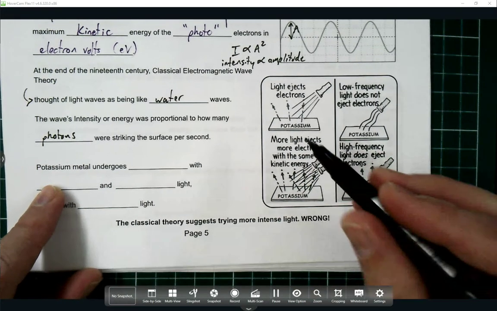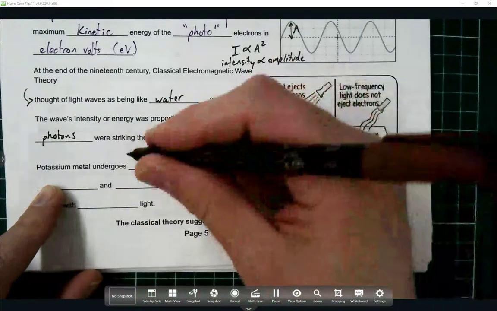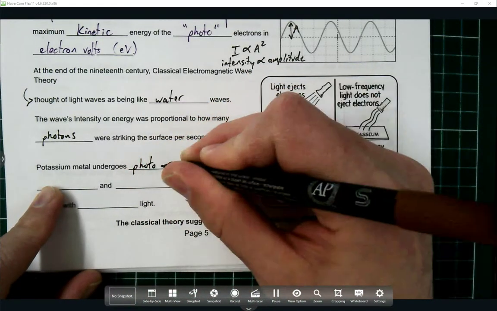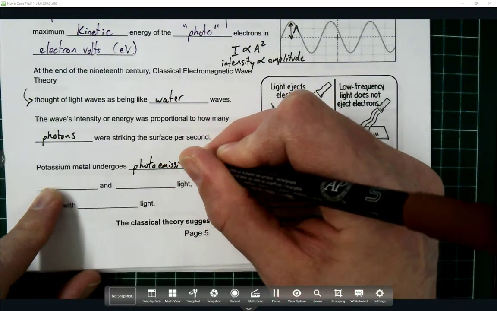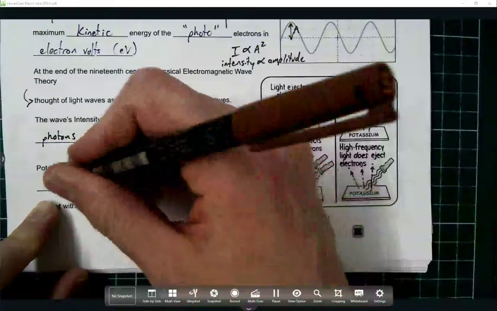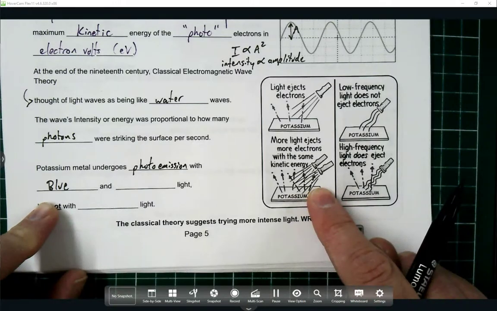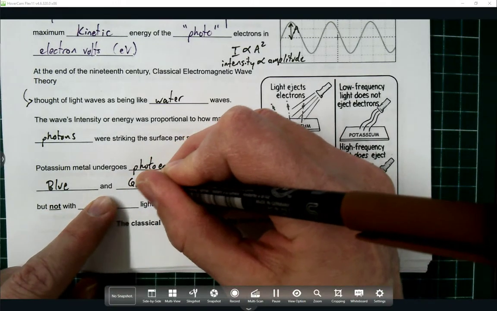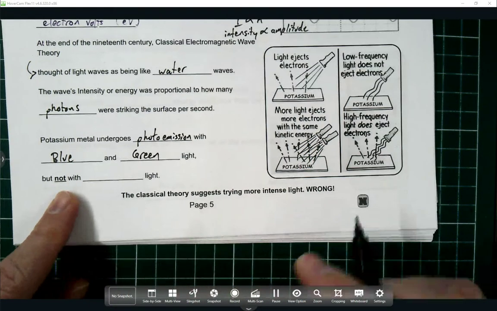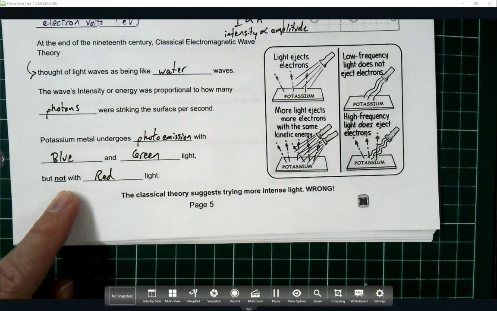Now, here's the thing, though. We've got potassium here. I labeled it so that it would match over here. Potassium metal undergoes photoemission, that is the ejection of those electrons, with blue light. So these guys could be blue flashlights. It would knock off electrons. They could be green flashlights. It would knock off electrons. But it turns out that if I use red flashlights, no electrons get knocked off.